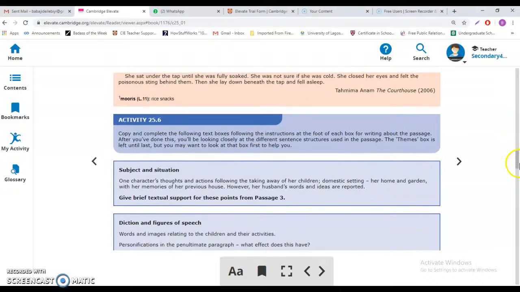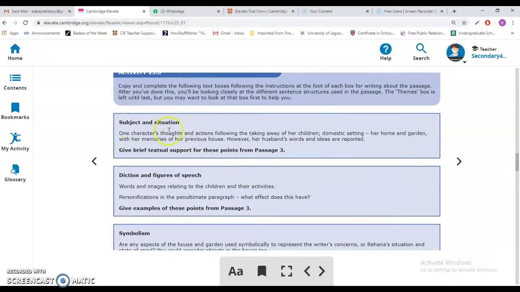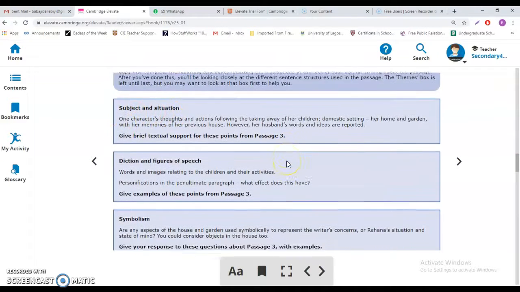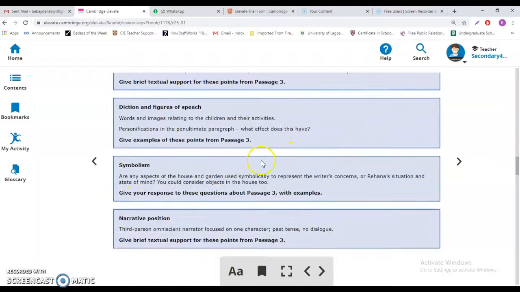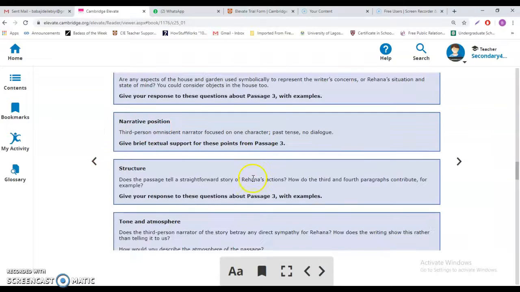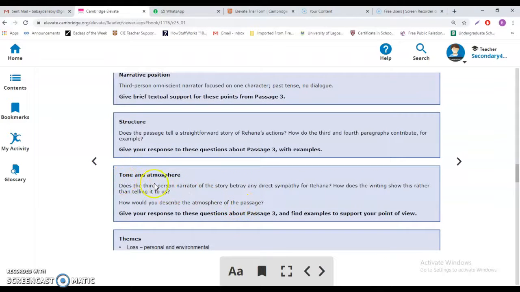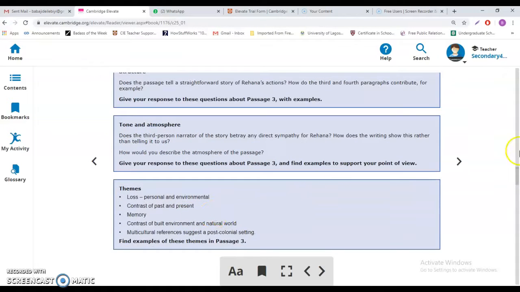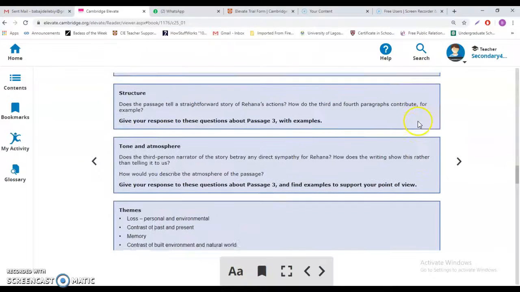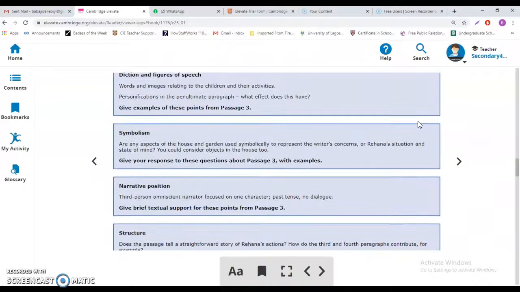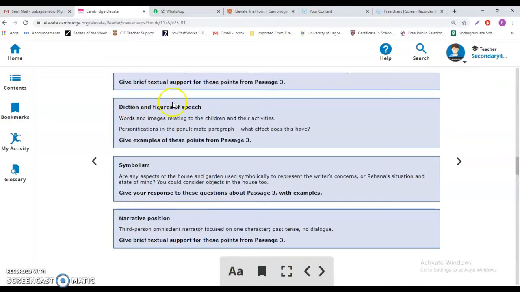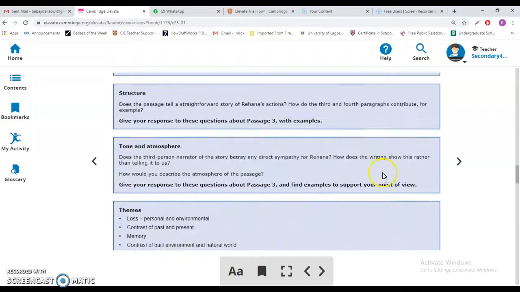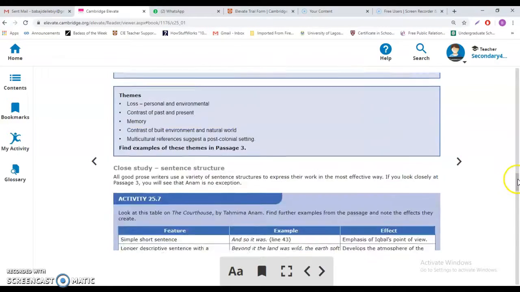This is it. Similarly, you have situation and subject here. Then you have diction and figures of speech. Then you have symbolism. You have narrative position, structure, tone and atmosphere, and then themes. They are not different. It's just a more detailed approach to the previous one. Of course, in analyzing this and this, you would have discussed characters too. And then there's one more thing down here.